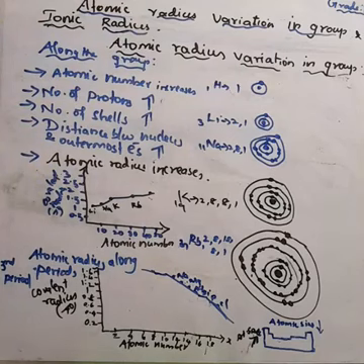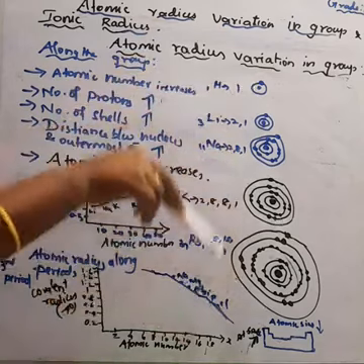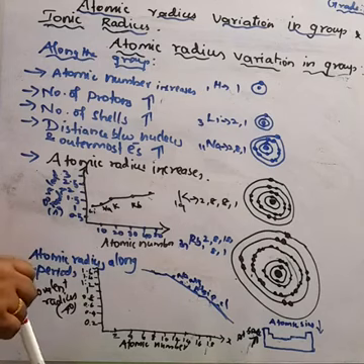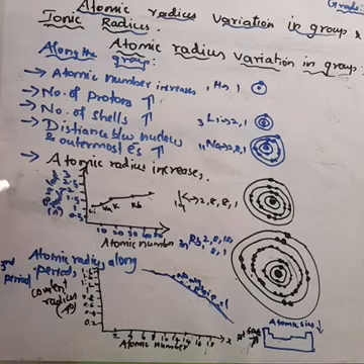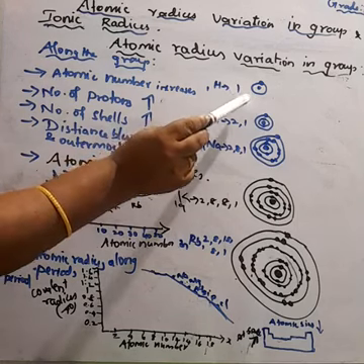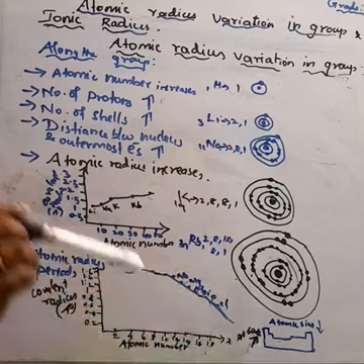So when we are moving from top to bottom in the periodic table, that is in a group, how many groups are there? 18 groups are there. How does the atomic radius vary in each group? That is what we are going to study now. Here this is the first group: hydrogen, lithium, sodium, potassium, rubidium, cesium.